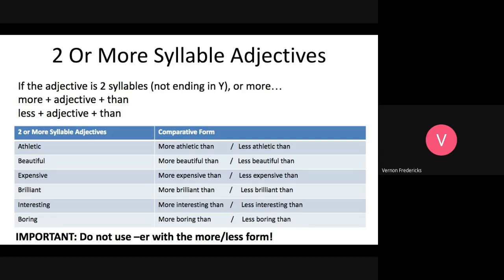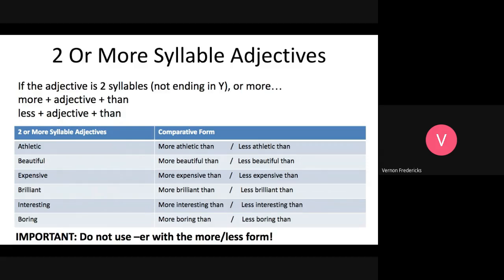Next adjective is interesting. Okay, that's more than three syllables there. Interesting, four syllables. In the comparative form, I can say more interesting than or less interesting than. An example would be, this movie is more interesting than the movie I saw yesterday. I can also say the movie I saw yesterday was less interesting than this movie.